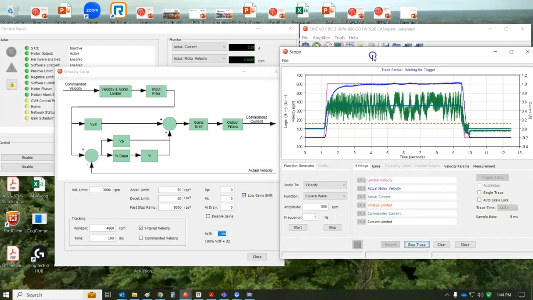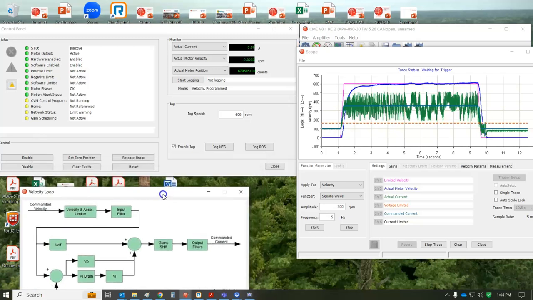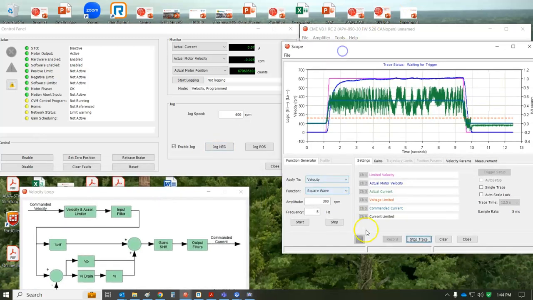So here's my scope trace, and I've got this limited velocity that I'm going to command. The actual motor velocity is what comes of it, and the actual current is the current required to produce this speed, given this viscosity in the system. Of course, the commanded current is perfect, and the actual current just looks a little noisy because of the samples and whatnot.